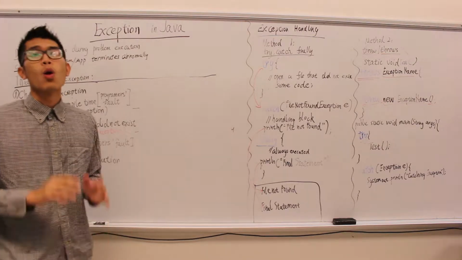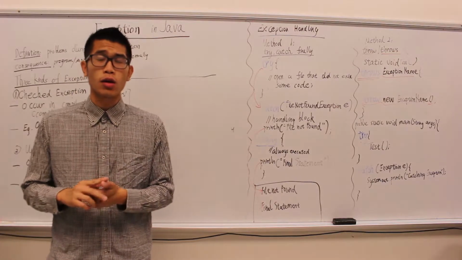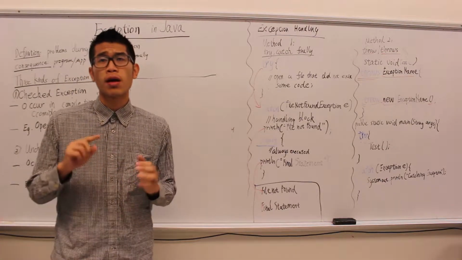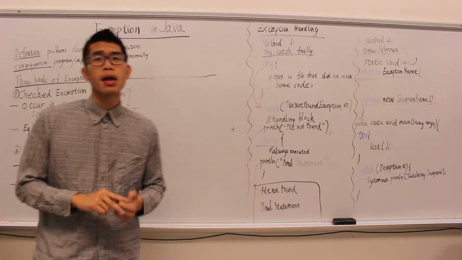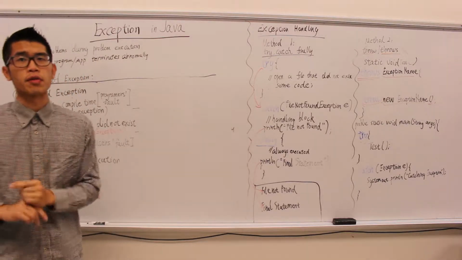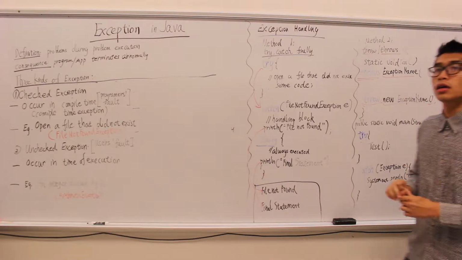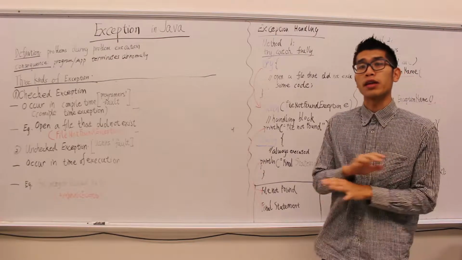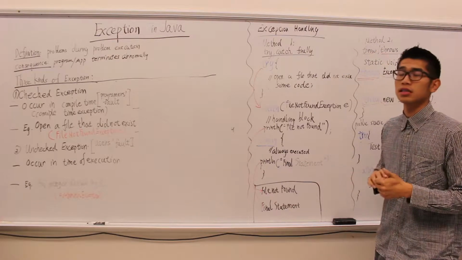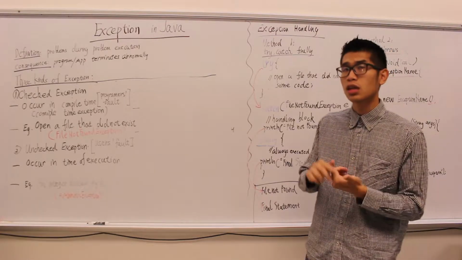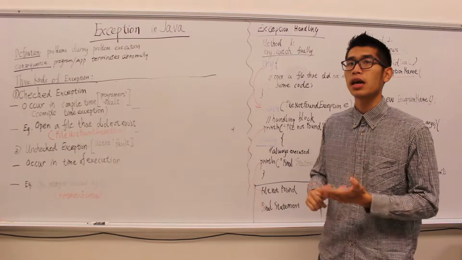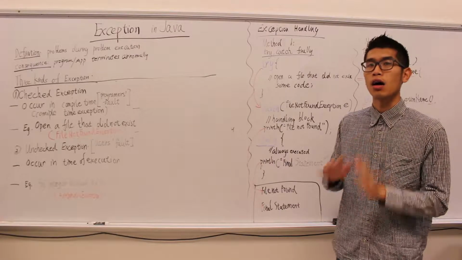So at this point, we know what exceptions are, and we know why we have exceptions. Now let's talk about how to deal with those exceptions. Here, we have two methods of handling exceptions. The first method is using the combination of keywords try, catch, and finally. Notice that try, catch, and finally are all lowercase.